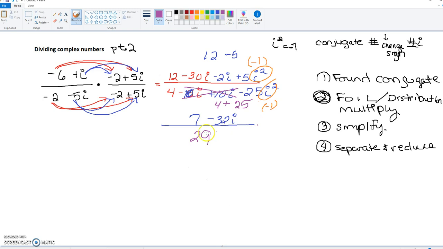Okay, so now that we've simplified it, the last step, of course, is to separate and reduce. So we've got 7 over 29 minus 32 over 29. And of course, don't forget your i. And of course, always check to see if you can reduce. And in both of these cases, we can't reduce. And so this would be your answer.